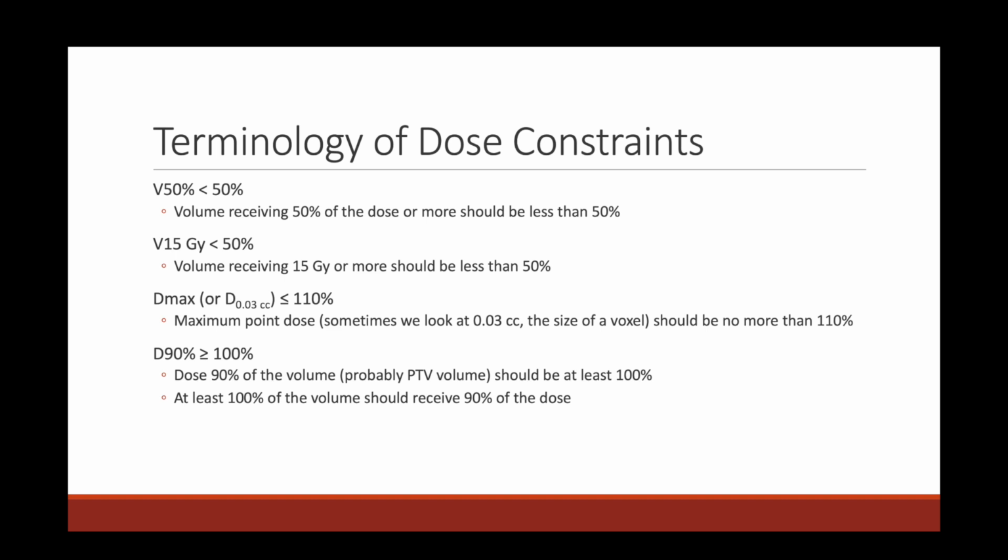But if you're starting out and you don't know what they mean when they just say V50, do they mean a percent or do they mean a gray? Just ask them. Or if you're looking at a protocol, look it up and make sure that it's very clear to you. Because the radiation dose is a huge safety matter, and if you're not sure about something this critical, then this is definitely a place where you want to ask about it.